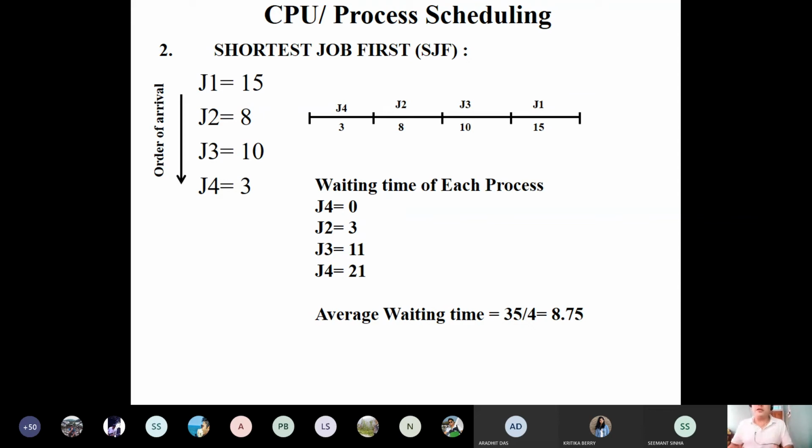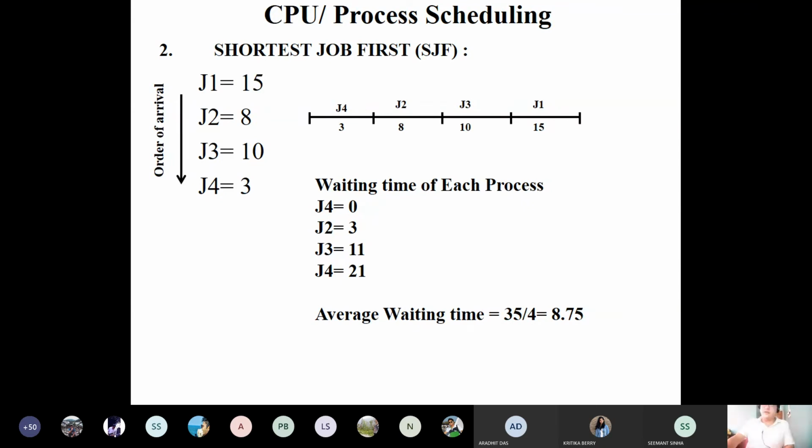So if you compare these two algorithms, we can say that SJF, shortest job first, is giving me the good average waiting time. In other words, if I use the shortest job first strategy while designing the CPU scheduler program, it is going to give me the better result. It will not allow different jobs to wait for quite a long amount of time.